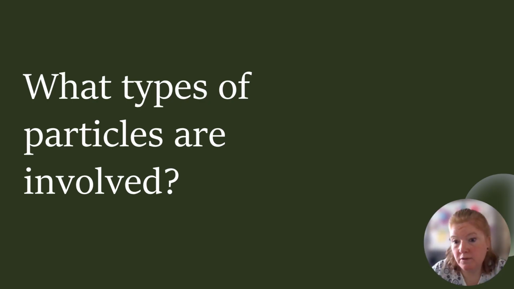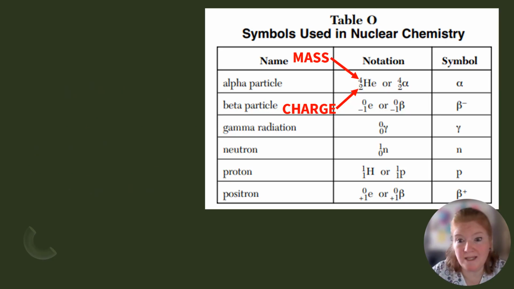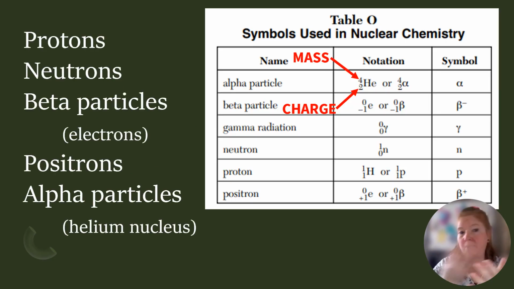What kinds of particles are involved in these reactions? Well, table O is really our go-to because it could involve protons, neutrons, beta particles, also called electrons, you should know that, positrons, and alpha particles. And alpha particles are really just a helium nucleus, okay?